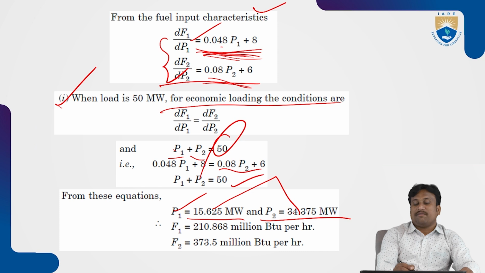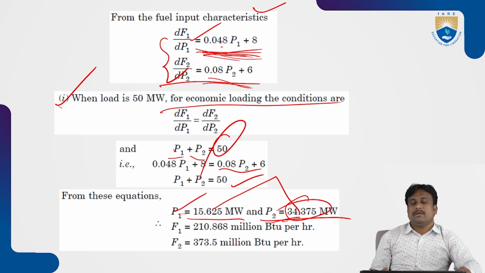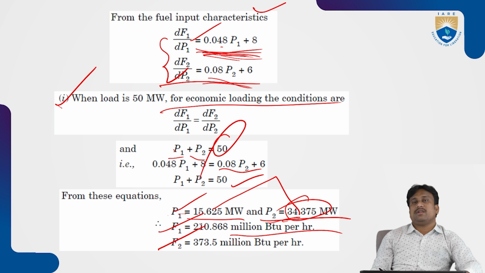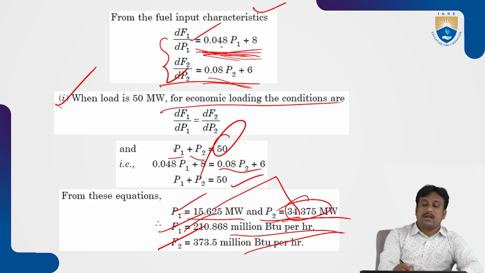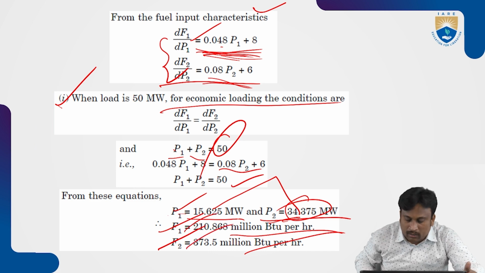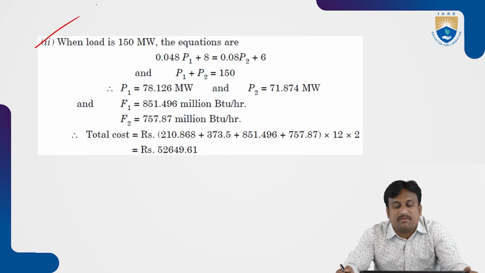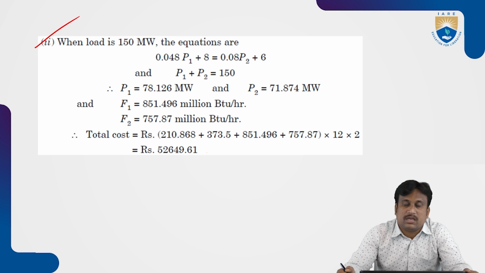That is the sharing of the loads. P1 is less compared to P2, which holds 34.375 megawatts. Therefore, F1 can be written as 210.868 million BTU per hour. Similarly, F2 is 373.5 million BTU per hour. Like that, we obtain two fuel inputs of about 210 and 373.5 million BTU per hour.